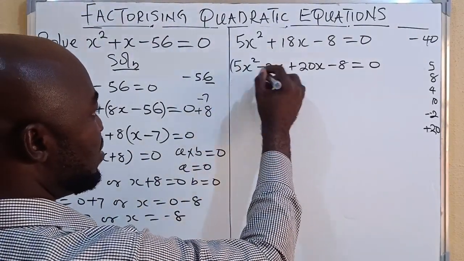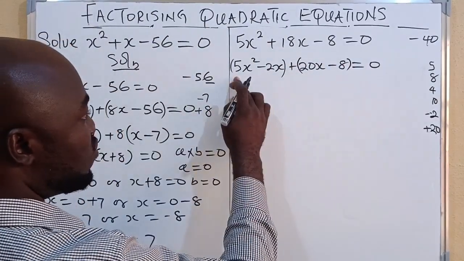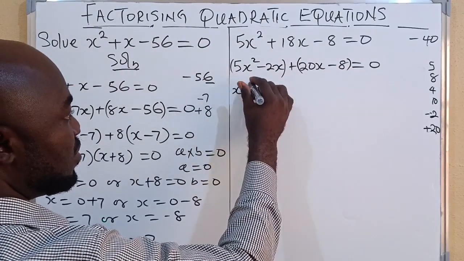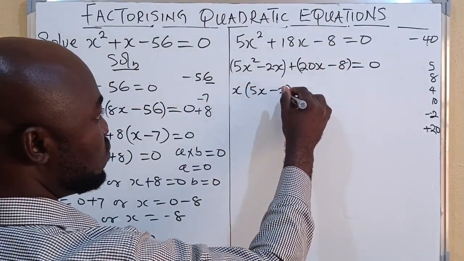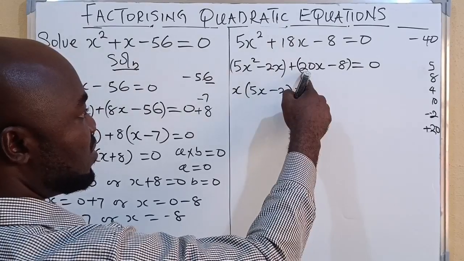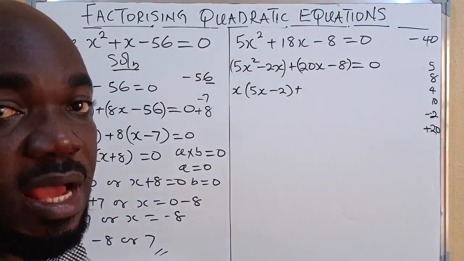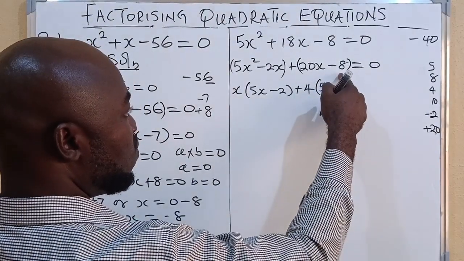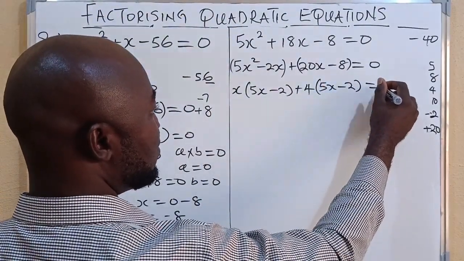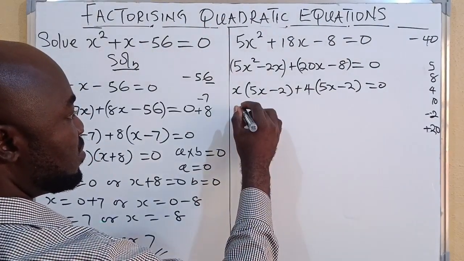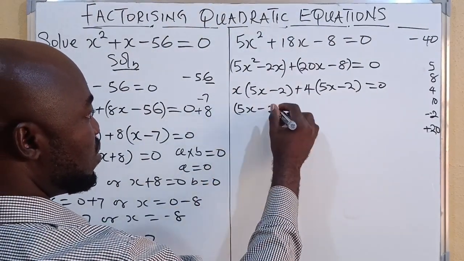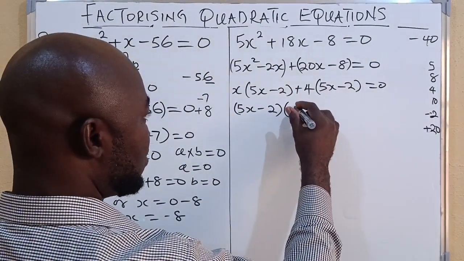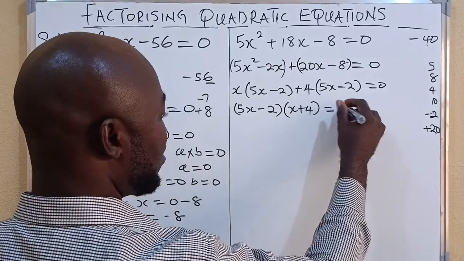Okay, so I'll group them together. What is common here is x. Then I'll have 5x minus 2. What is common between 20 and 8 is 4. That's the common factor. So 4 into 20 will give me 5x, 4 into 8 will give me 2. So that will be 0. So these two are the same: 5x minus 2. Then x and plus 4 will be taken together, so x plus 4 gives me 0.